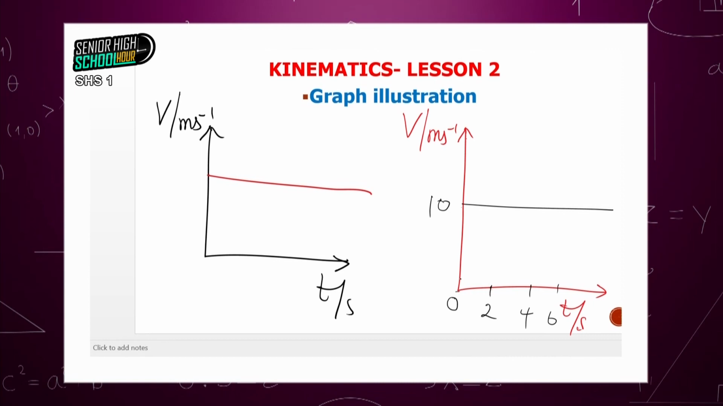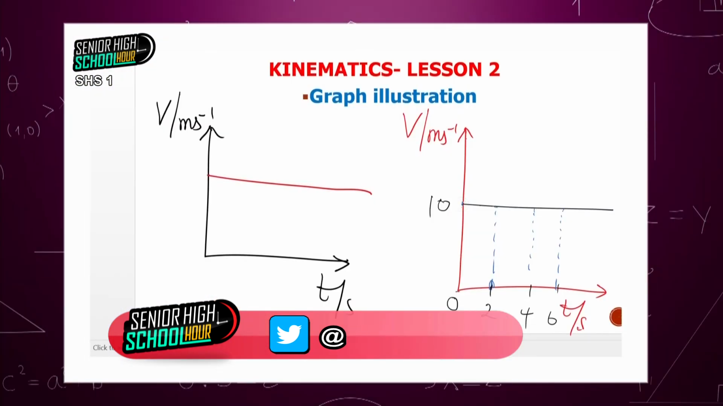Now, at time t equals 2, if you want to find the velocity, you go up from 2. So you move from 2 up, and you read on the velocity axis, and it is still 10. At time 4 seconds, you go up to the graph, you read the velocity on the velocity axis, it is still 10. At time 6 seconds, you go up to the line, you read the velocity, and it's still 10. So although the time is progressing, the time is increasing from 0 to 2 to 4 to 6, the velocity remains at 10. And so we are saying that this is a constant velocity graph. The velocity is constant.